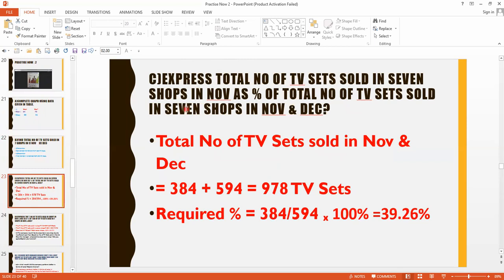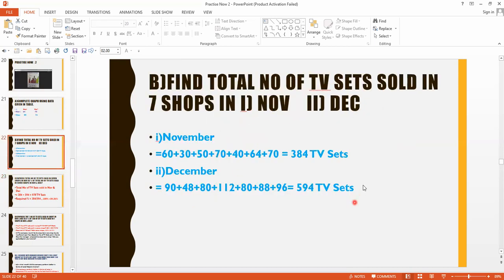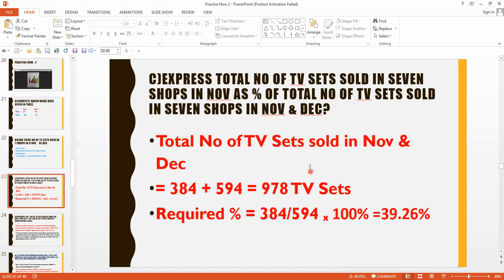In the C part, they're saying express total number of TV sets sold in 7 shops in November as compared to the total TV sets sold in both months, November and December. Total TV sets sold in November are 384. And the total number of TV sets sold in November and December both, we have to add: 384 plus 594. So it is 978.